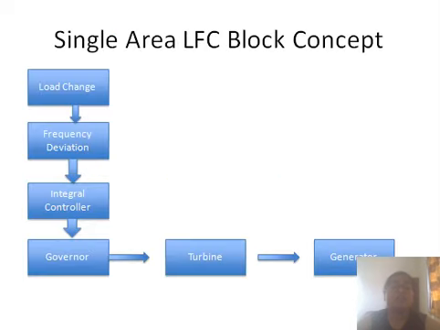Here is a simplified diagram representing the load frequency control loop in a single area power system. A load disturbance causes a frequency deviation. The integral controller processes the error and sends the corrective signal to the governor, and the governor adjusts the turbine input power, which changes the generator output and thus restores the system frequency. I hope you understood the summarized version of this automatic load frequency control.